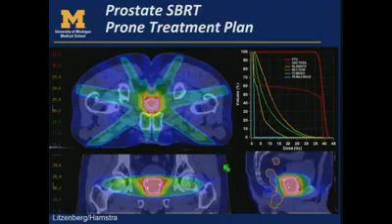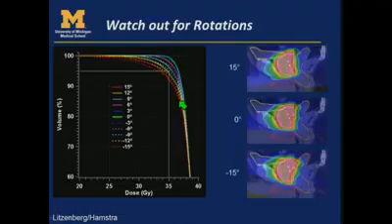Same thing if you were to treat the patient prone, it's pretty much the same story. You just flip the patient and you can get a similar dose distribution. Had to put in a picture of a plan that we retired a couple years ago.